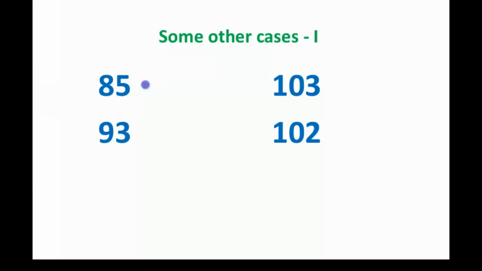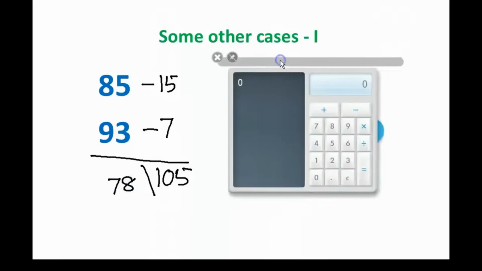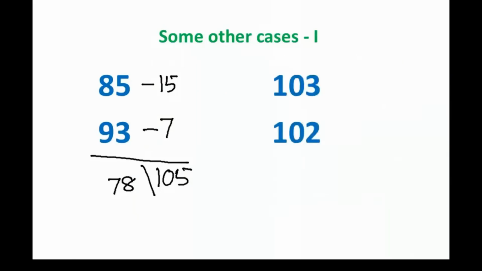So the question goes like this: 85 into 93. In this case, if you see here, 85 is 15 less than 100 and 93 is 7 less than 100. So which makes it 15 into 7 is 105, and 85 minus 7, or 93 minus 15, whatever, it will give you 78. So 78,105 is the answer? Let's check with the help of a calculator. So 85 into 93 gives us 7,905. So of course our answer is wrong.